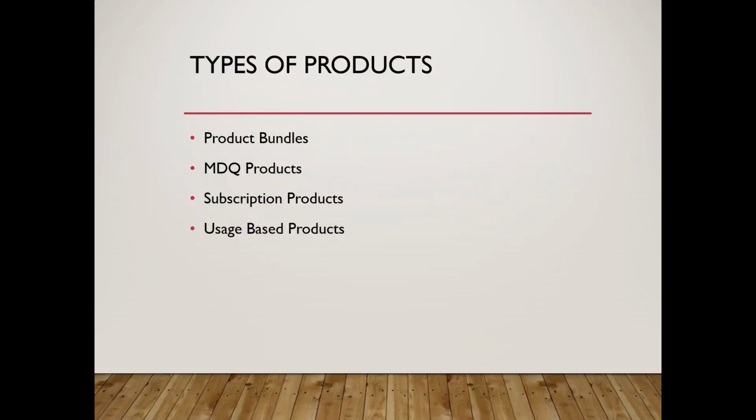There are different types of product. First is product bundle, then we have MDQ products, then we have subscription products. We discussed the subscription product and the product bundle, these two things, in parallel. MDQ and usage products we'll cover once we're done with the product bundles, and then we'll go to all other types of products. So just focus on product bundles.